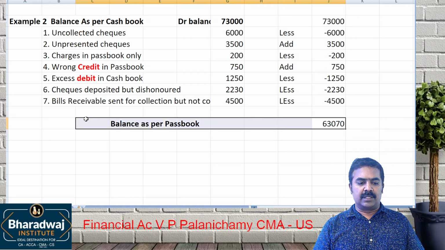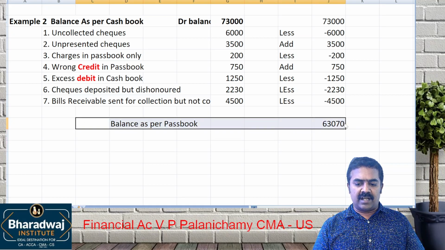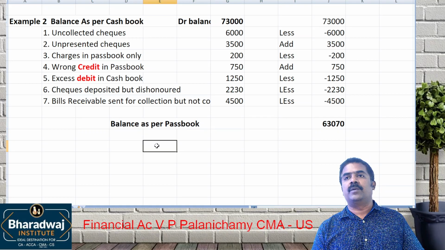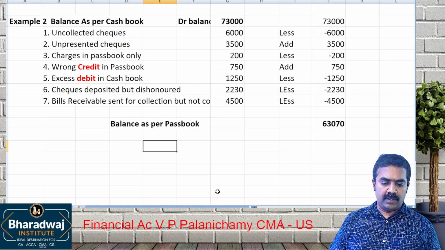So 63,070 is the balance as per which one? Passbook. They will not give you this much. Only one or two transactions they may give you. Done?